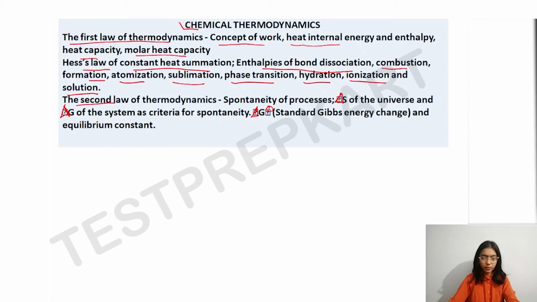The second law of thermodynamics, spontaneity of process, delta S of the universe and delta G of the system as criteria of spontaneity. Delta G naught, standard Gibbs energy change, and equilibrium constant.